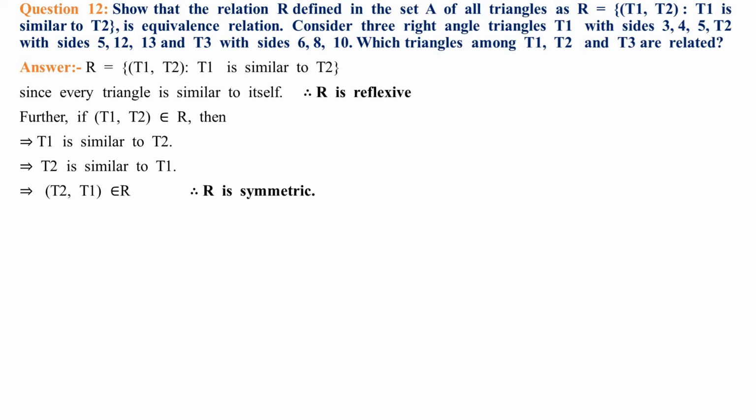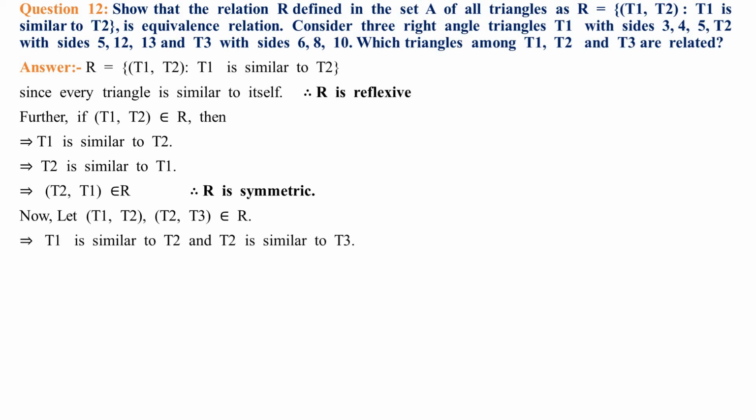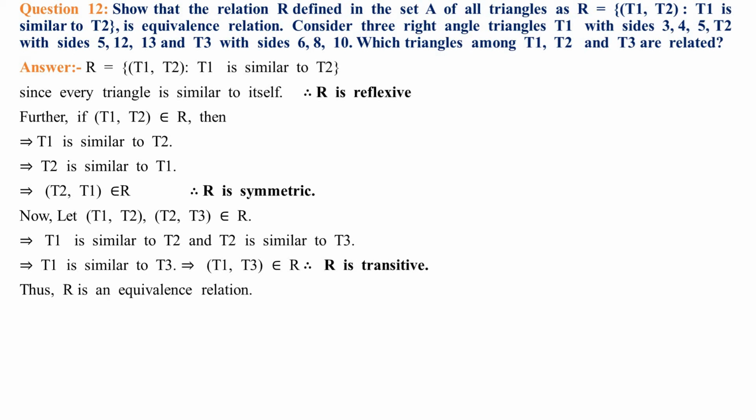Let (T1, T2) belong to R and (T2, T3) belong to R. That implies T1 is similar to T2 and T2 is similar to T3. It implies T1 is similar to T3, which implies (T1, T3) belongs to R. Therefore R is a transitive relation. So R is reflexive, symmetric and transitive, therefore R is an equivalence relation.